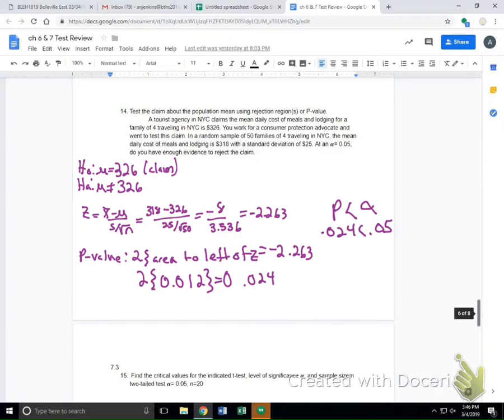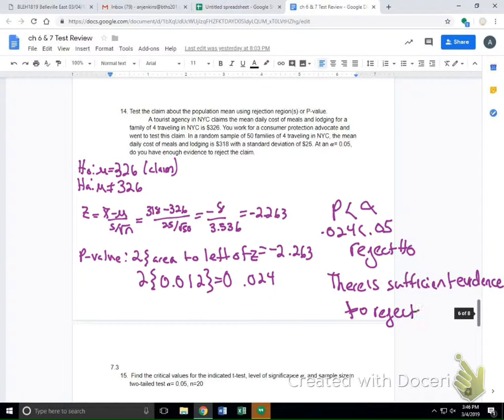And this tells us that we reject H0. And then the statement that goes with it is there is sufficient evidence to reject the claim.